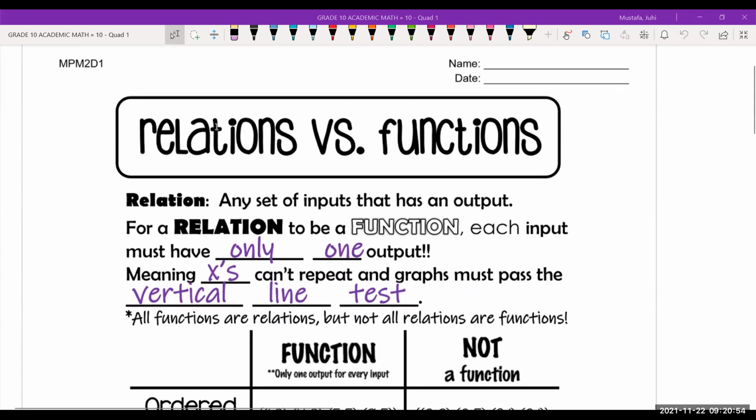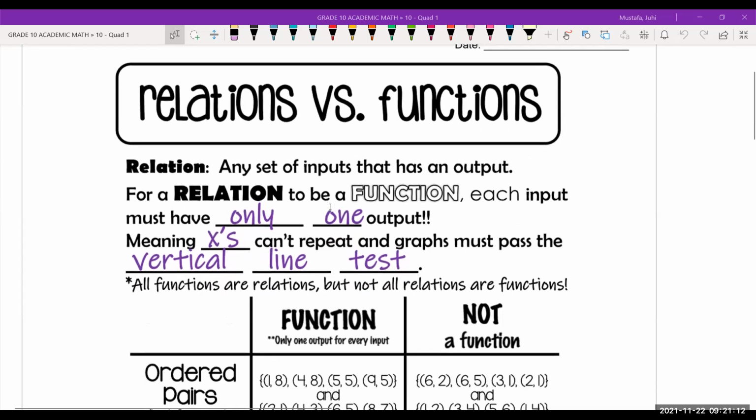The very first lesson in this unit is talking about what is a relation and what is a function. So you can have something called a quadratic relation, or you can have something called a quadratic function. And there's a big difference between those that we need to talk about. So a relation is any set of input that has an output. What that means is for every x value, there will be a y value.